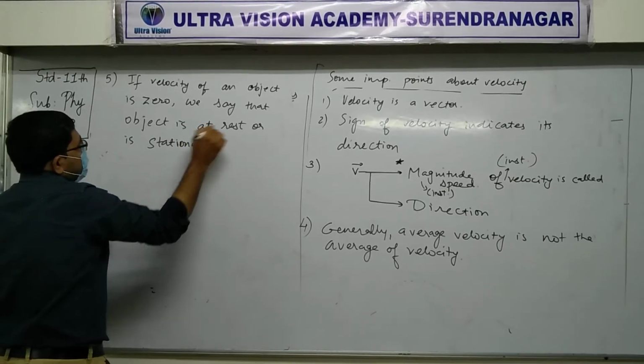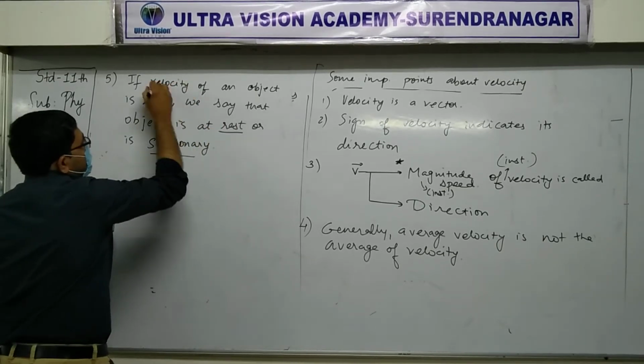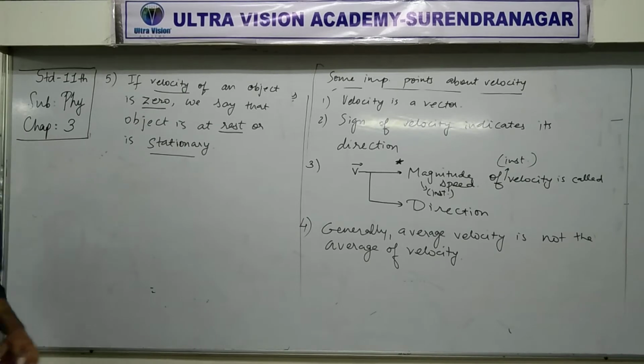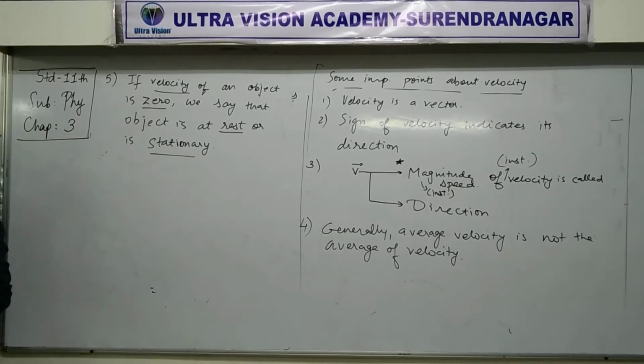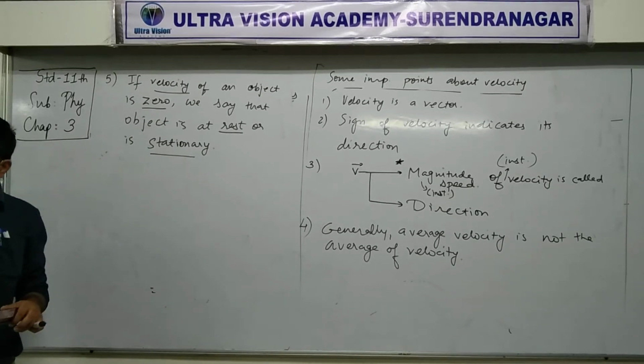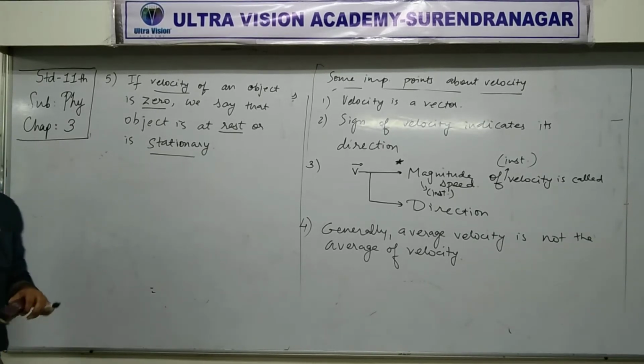So whenever someone says an object is at rest, for example, I can say that this chair is at rest. What do I mean when I say the chair is at rest? Its velocity is 0. When we observe from our frame of reference, the velocity of this chair is 0. Got it? Then we say that this object is at rest or stationary. Clear or not clear?